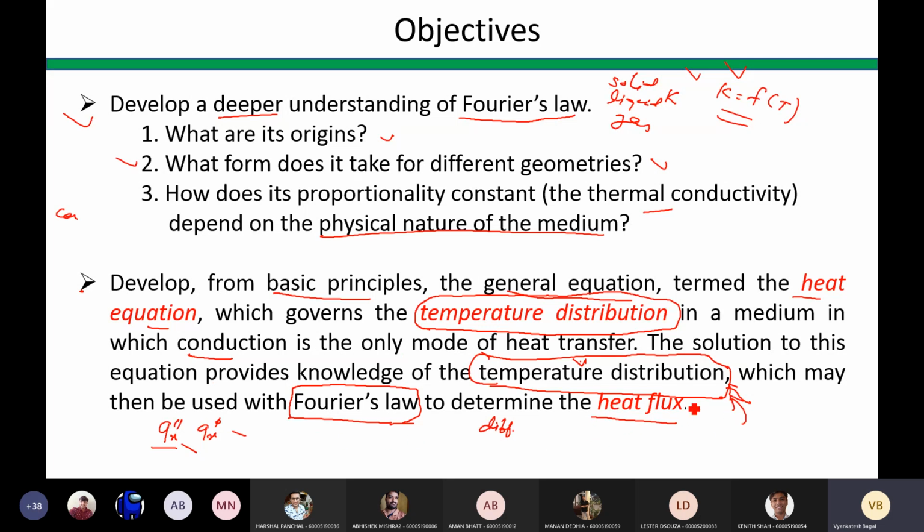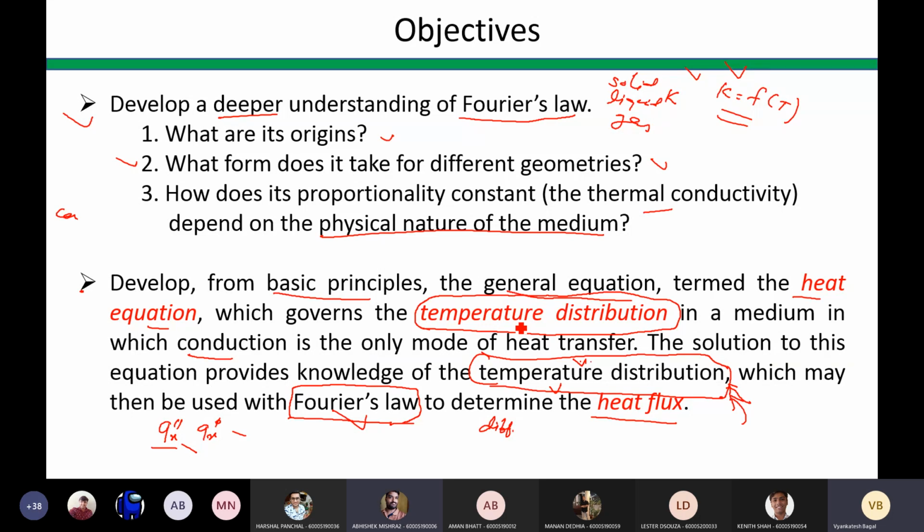So our intention is to find out the heat flux. For that we need the help of Fourier's law, and only Fourier's law is not going to help me find out the heat transfer rate or the heat flux. I need the temperature distribution along with Fourier's law, and to get the temperature distribution I have to solve the differential equation of heat conduction, and to solve it what I need is different kinds of boundary conditions. Is it clear?